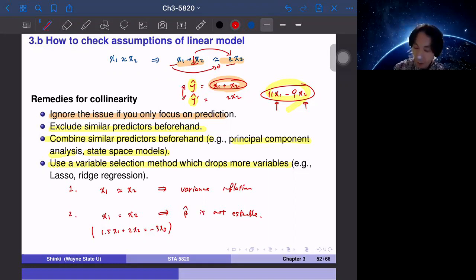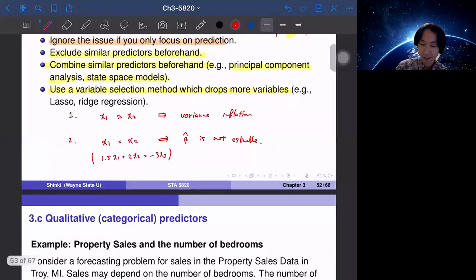Sometimes x1 plus x2 becomes x3. For example, x1 is the number of hits the batter makes in baseball data, x2 is the number of home runs, and x3 is the total of hits and home runs. Then x1 plus x2 becomes x3. In such a case, clearly you have to drop one variable to avoid singularity. Yes, that's a good point.